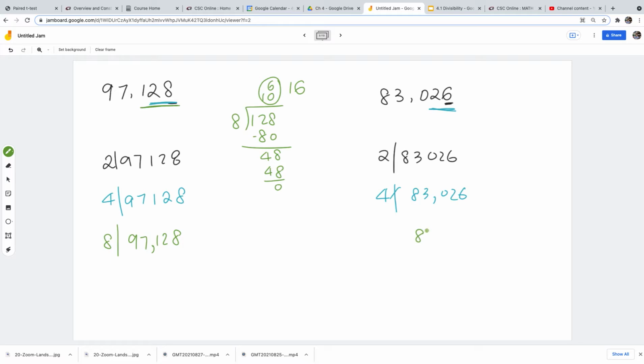So 83,026. Look at the 3 digits, 026. 026 is not divisible by 8. So no. Okay? So again, if a certain number is divisible by 8, it is divisible by 4, and it is of course divisible by 2. But not the other way around. Not always. Okay? Alright.